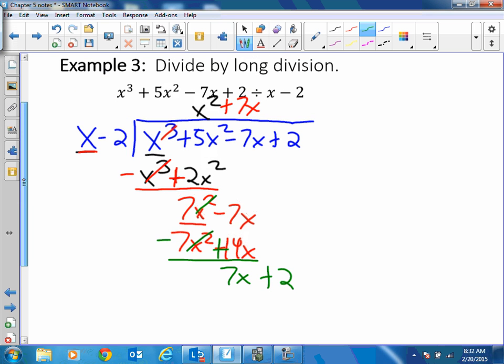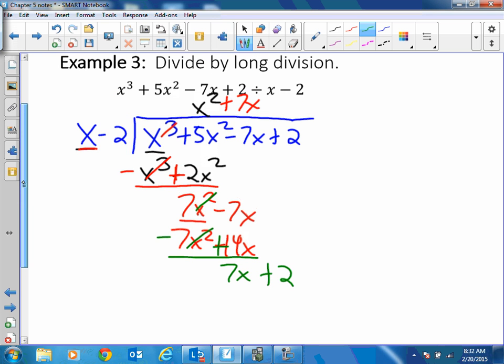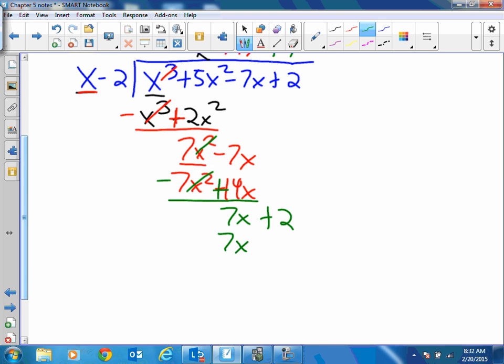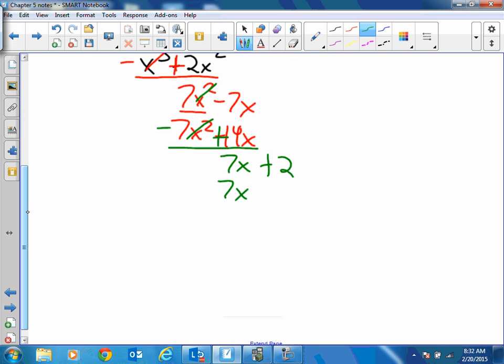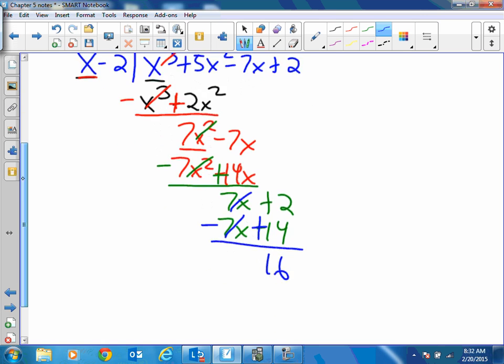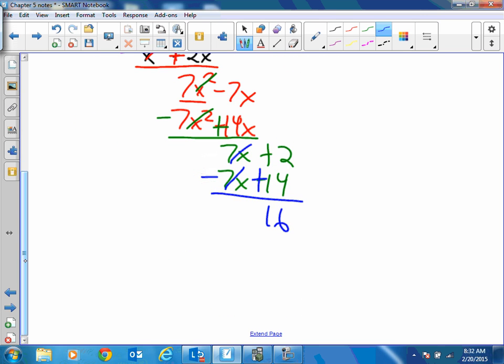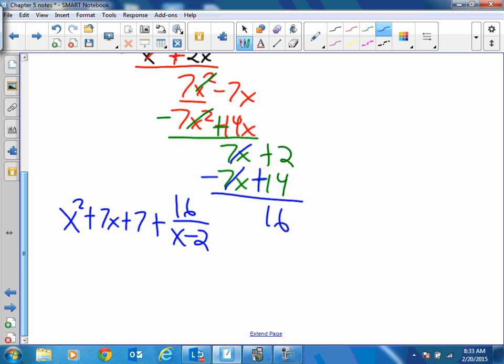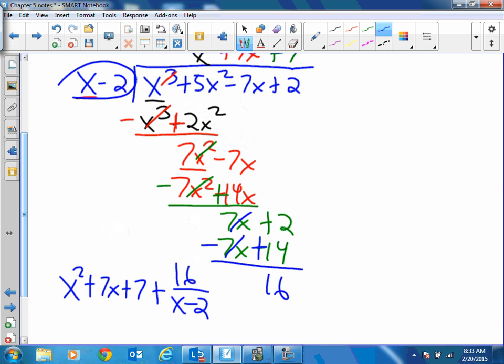So how many times does x go into 7x? It goes 7 times. So you have 7 times x is 7x. And you have 7 times -2 is -14. Make the signs the opposite. Make that negative, make that positive. Those cancel out, and you get 16 as a remainder. So the answer on this one would be x squared plus 7x plus 7 plus the remainder is 16 over x minus 2. Remember, whatever this is what goes on the bottom. Okay, and that would be your answer.